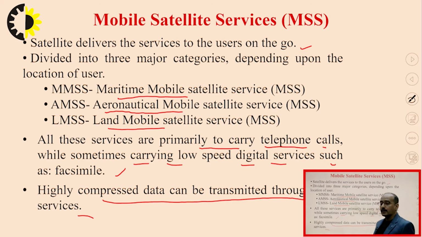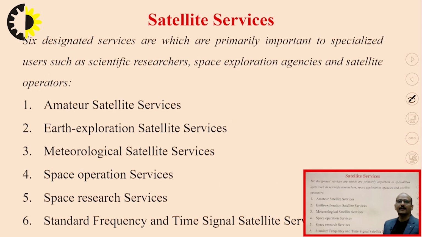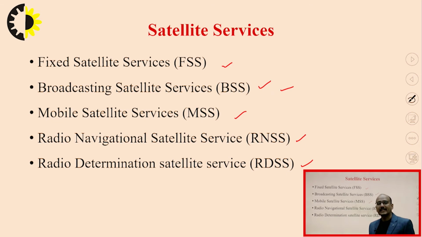Actually, you can see the satellite phone in the hand of some military or security personnel, ship captains, or people who are flying in aeroplanes. They are actually using satellite phones. Those satellite phones are basically working on this mobile satellite service link. So basically, when we are talking about these services, these are the main three services.